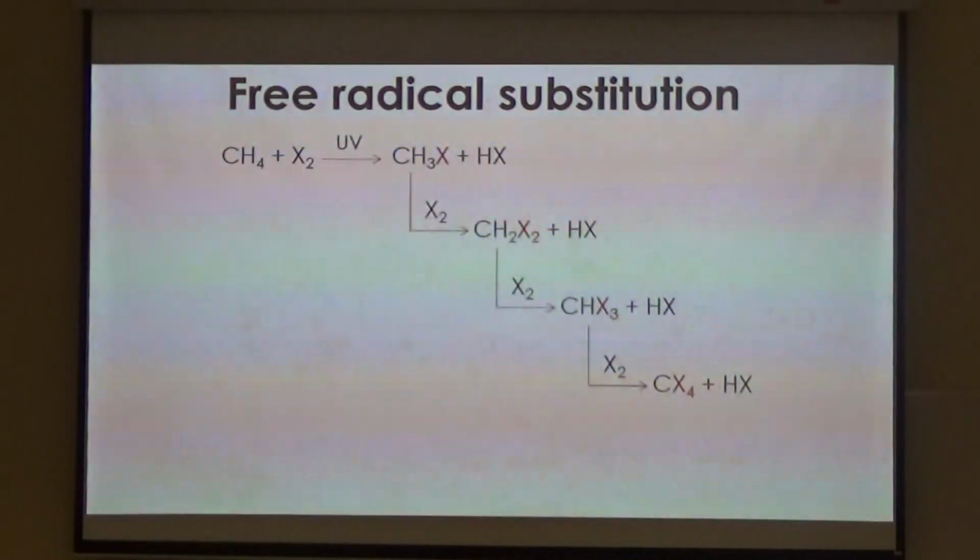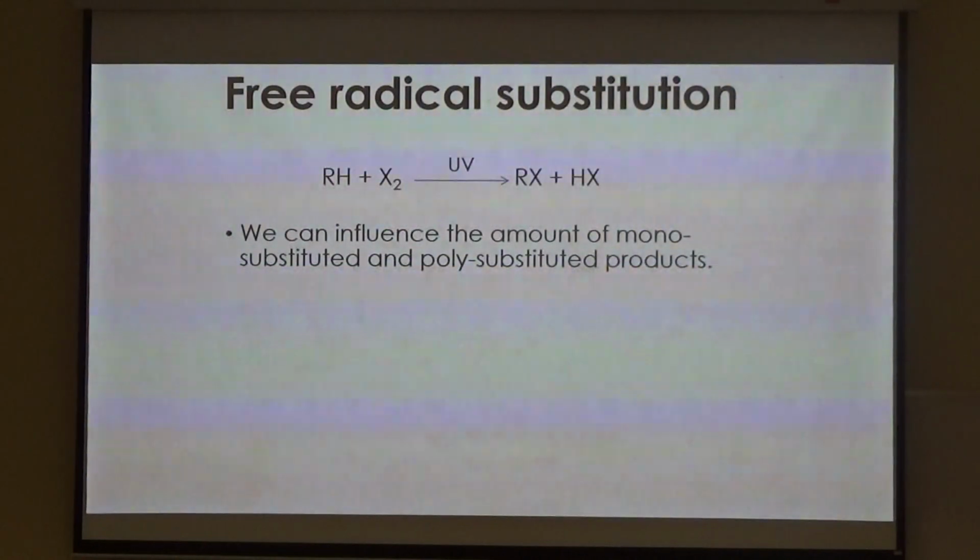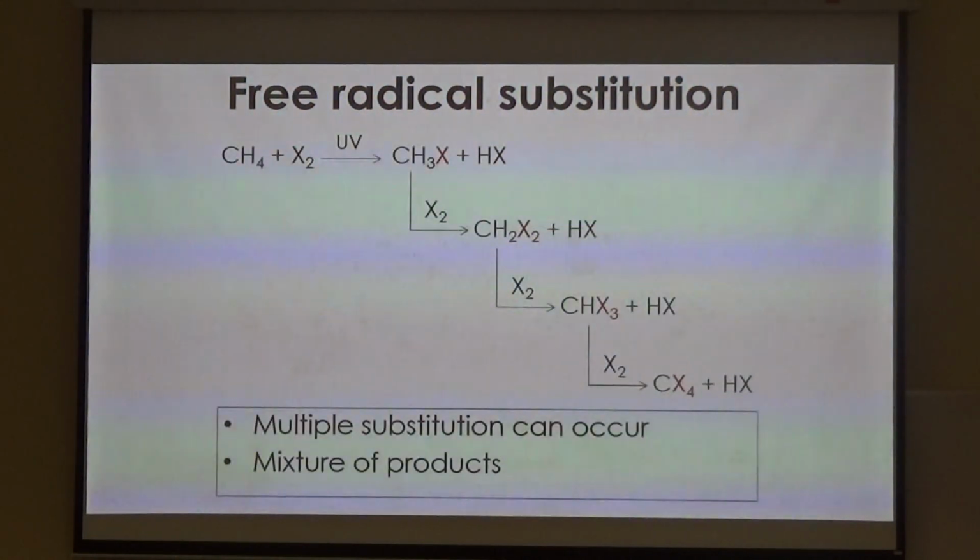And then I'll have the last one. So multiple substitution can occur. I can have a mixture of products depending on how much X2 I actually place inside. Like I mentioned, you can start with a mono substitution, but as you put more and more X2, if the amount of X2 is more than the methane, you can have a poly substitution.